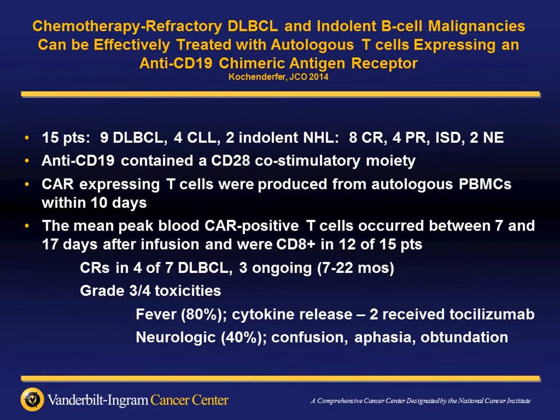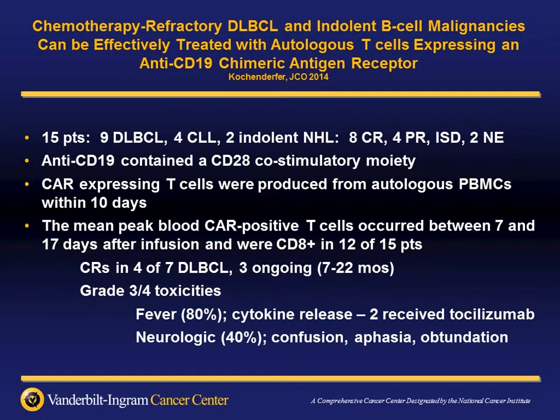I just want to show you this last slide from Steven Rosenberg's group at the NIH looking at the chimeric antigen receptor T cells, which have been utilized for chronic lymphocytic leukemia and acute lymphoblastic leukemia and can be used in diffuse large B-cell lymphoma. So they had 15 patients. This is called a second-generation anti-CD19, which contained a CD28 co-stimulatory moiety.